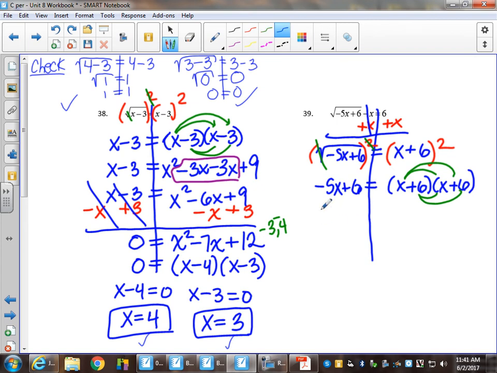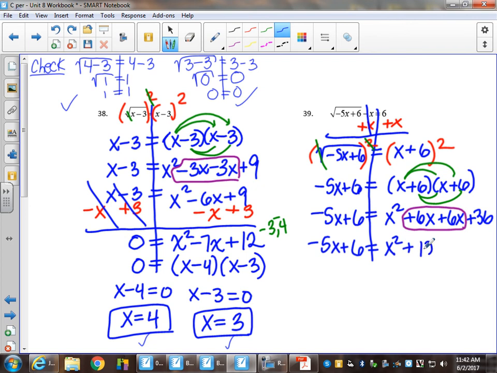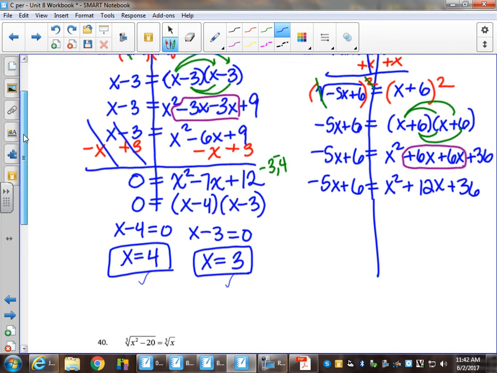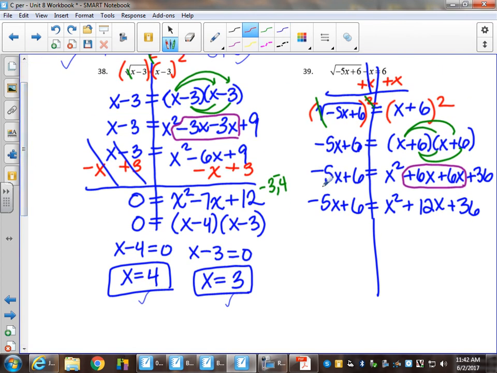Do we do anything over here yet? No. No, so just leave that alone. What happens when we distribute? Go for it. Very good. We just distributed, now what? Combine like terms. Yes. Get one side equal to 0. So how are you going to make that happen?